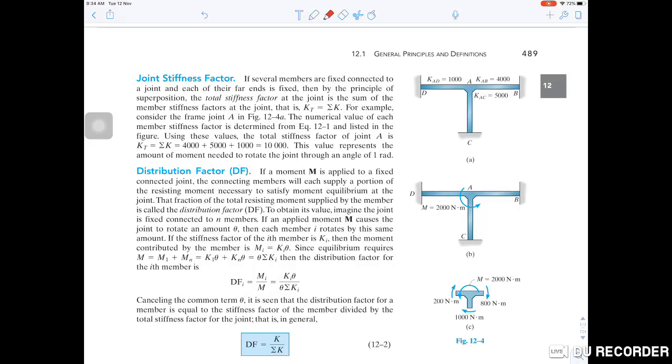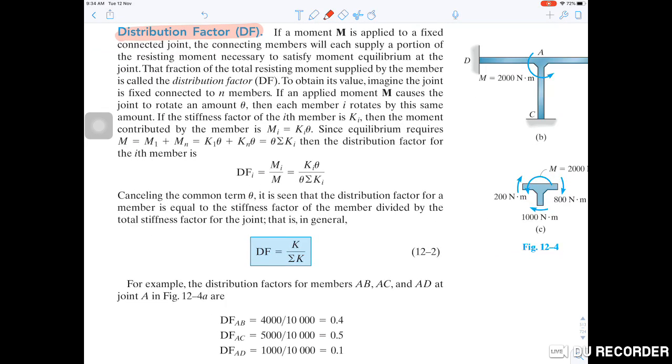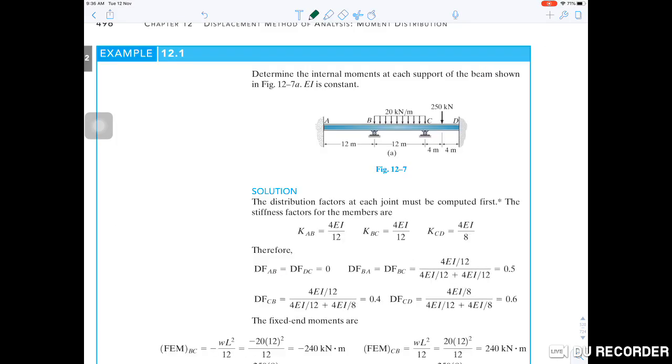Okay, next is joint stiffness factor. Joint stiffness factor is total K, because remember that K or stiffness is for element. As we have discussed in chapter number 2, stiffness is for element. For the moment distribution method, we need to determine the stiffness factor for each element, and then we have to join it together to determine the joint stiffness factor. Why do we need the joint stiffness factor? Because we need to determine the distribution factor, and to determine the distribution factor, we need the joint stiffness factor in order to determine the internal moment at each support of the beam.